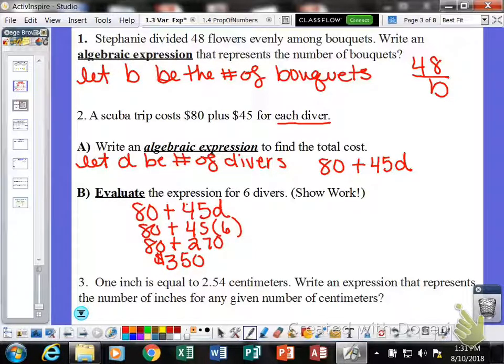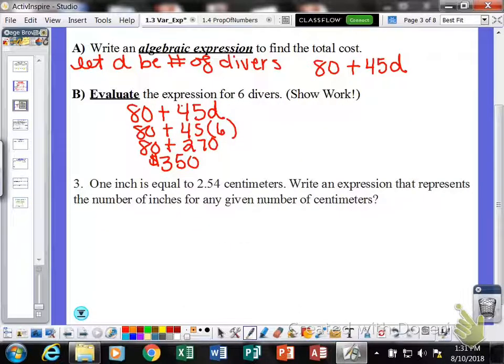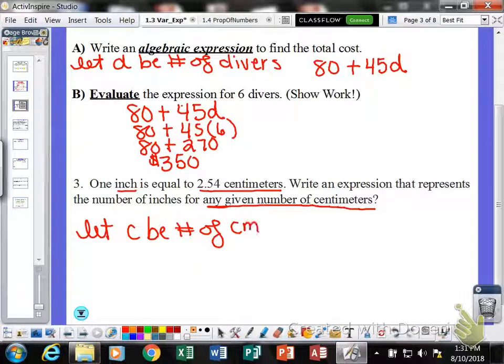All right, the last one. 1 inch is equal to 2.54 centimeters. I need to come up with an expression that represents the number of inches for any given number of centimeters. So we're going to say, let C be the number of centimeters. And what we would have is 2.54 times C, or just 2.54C. You can put that in parentheses, but then that will tell you how many inches there are. And that is algebraic expressions.